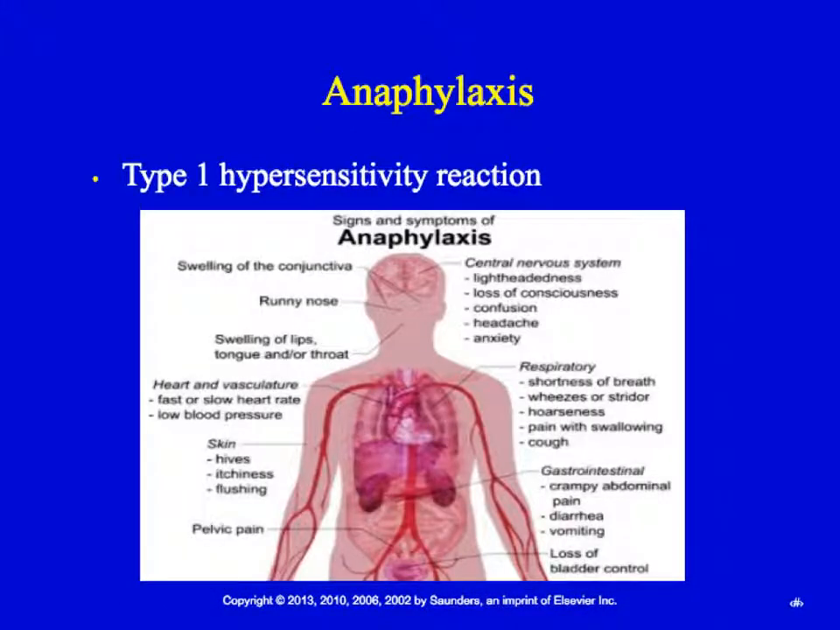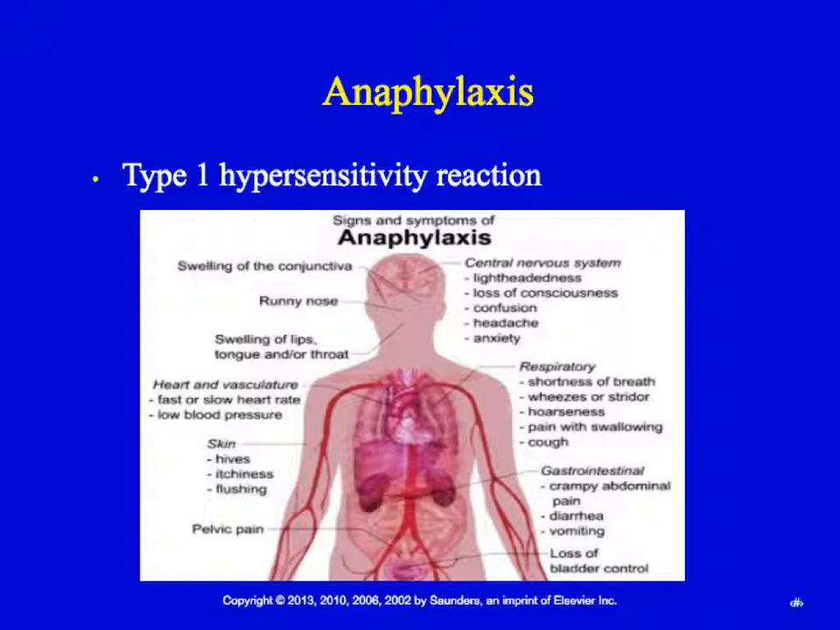Anaphylaxis is a type 1 hypersensitivity reaction. It is the most life-threatening because it occurs rapidly and can cause a systemic reaction. This slide just shows you all of the different things that can happen. The biggest thing being the swelling of the lips, tongue, and or throat. That's the most life-threatening thing that can occur, along with the respiratory wheezes and stridor that can occur, which can be the most life-threatening situation.